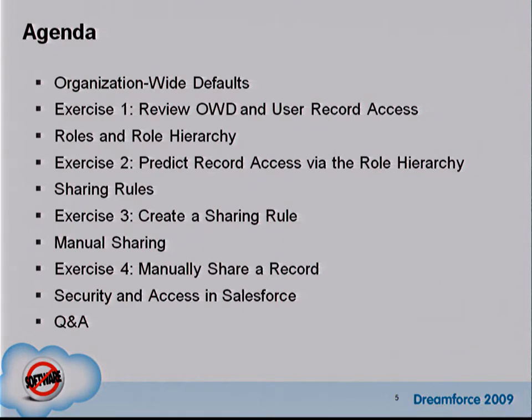and seeing what that controls. We'll also give you an exercise for org-wide defaults. We'll then take a look at roles and role hierarchy and how you can open up information using your hierarchy, with an exercise on that as well. We'll also take a look at creating sharing rules, which allow you to open up even more data, with an exercise on that. Then we'll look at manual sharing, review security and access, and open it up to questions and answers.